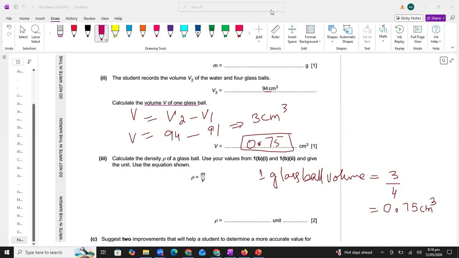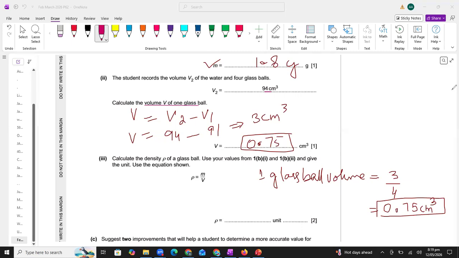All right. Now, in the next part, part 3, they are saying calculate the density of a glass ball. Use your values from 1B part 1 and 1B part 2 and give the unit as well. So it's a very easy question. We have already calculated the mass of one glass ball. What was the mass of one glass ball, beta? The mass of one glass ball was 1.8 gram and the volume of one glass ball is 0.75 centimeter cube.